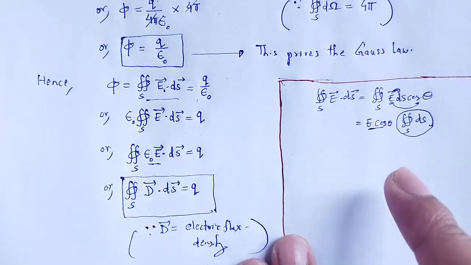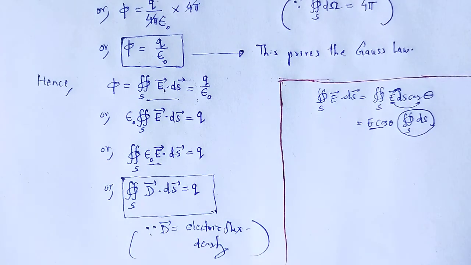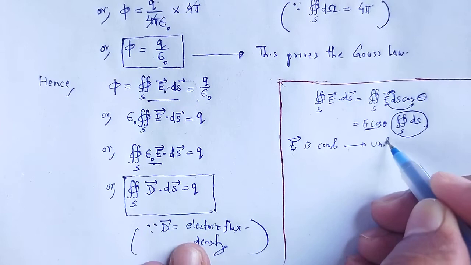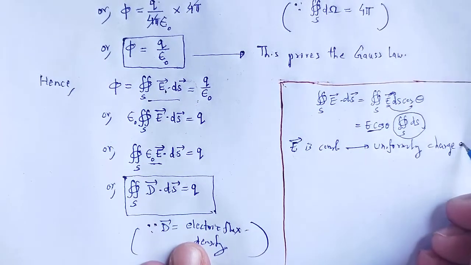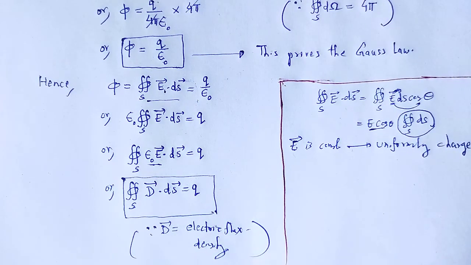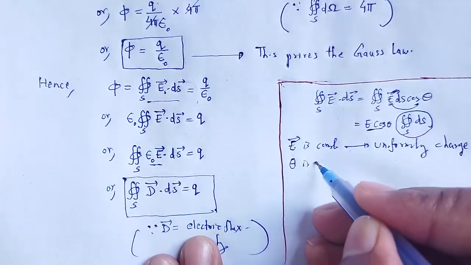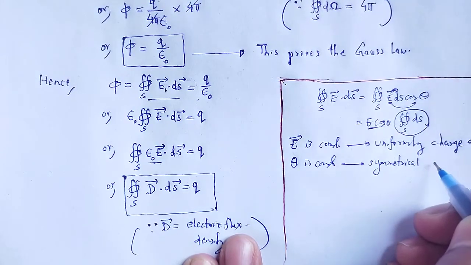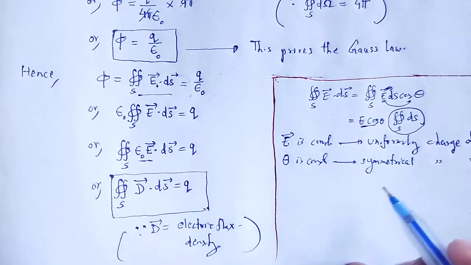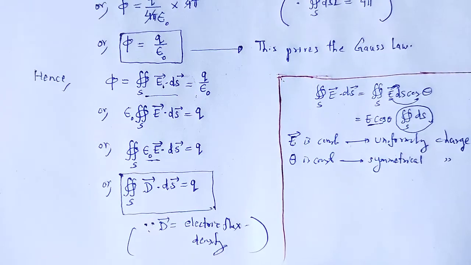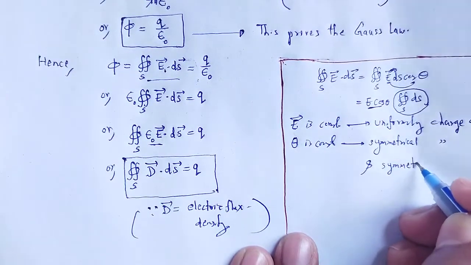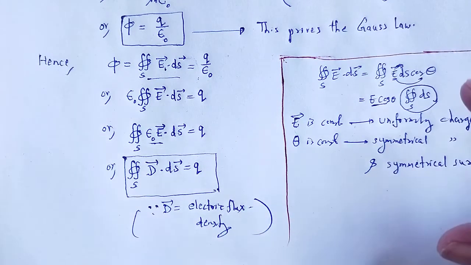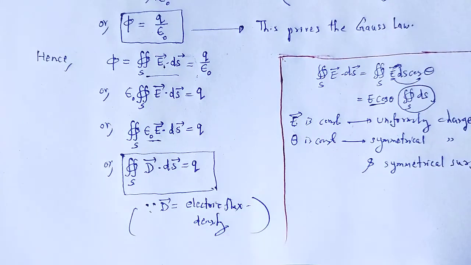Now, the magnitude of E vector is constant for which case? For uniformly charged distribution, E is constant. And the angle between E and ds, that is theta, is constant for which case? For symmetrical charge distribution, and also for a symmetrical surface. E is constant for uniformly charged distribution and theta is constant for symmetrical charge distribution and symmetrical surface. That's the basic reason we apply Gauss law by taking these cases into consideration.